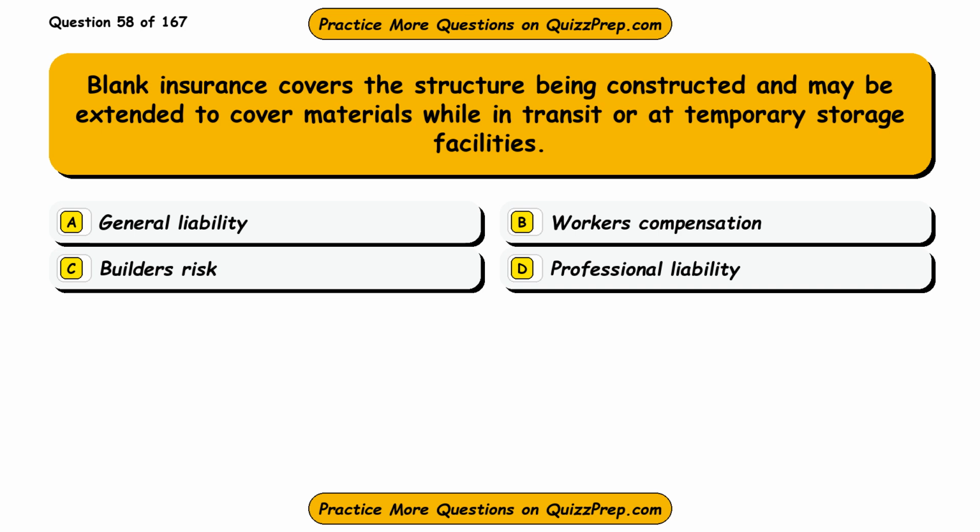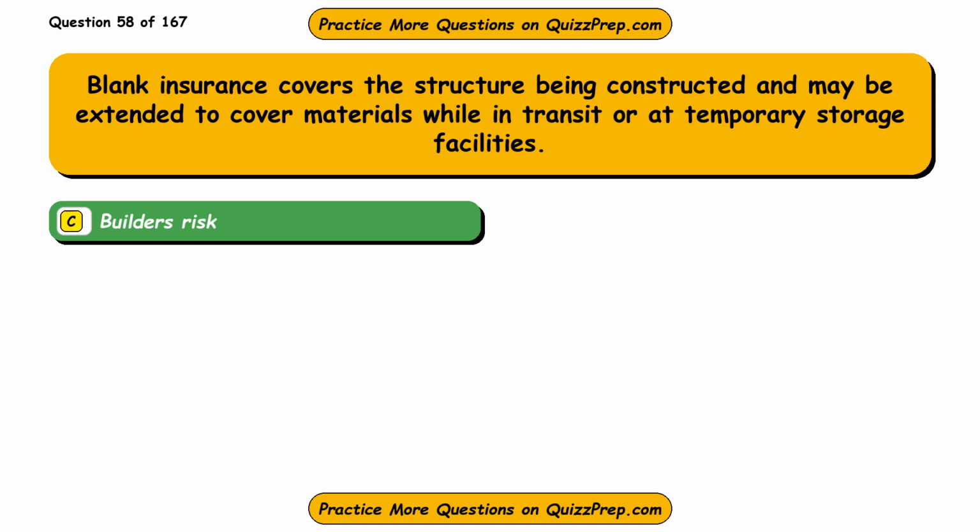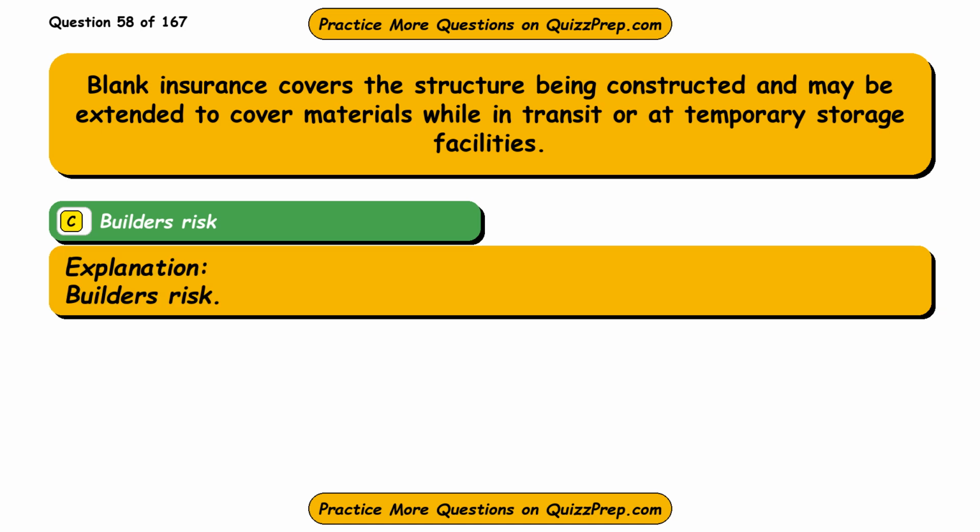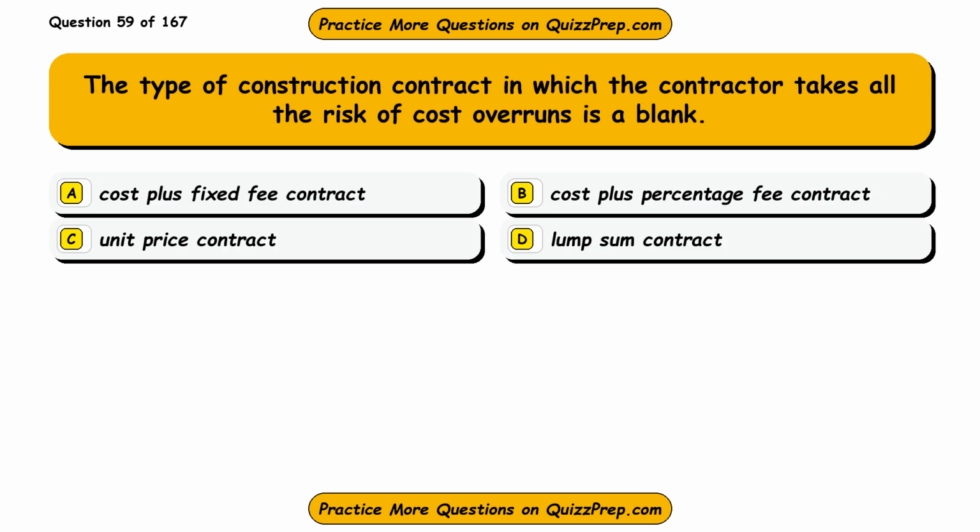Question 58. Blank insurance covers the structure being constructed and may be extended to cover materials while in transit or at temporary storage facilities. Option A, general liability. Option B, workers' compensation. Option C, builder's risk. Option D, professional liability. The correct answer is option C, builder's risk. Builder's risk.